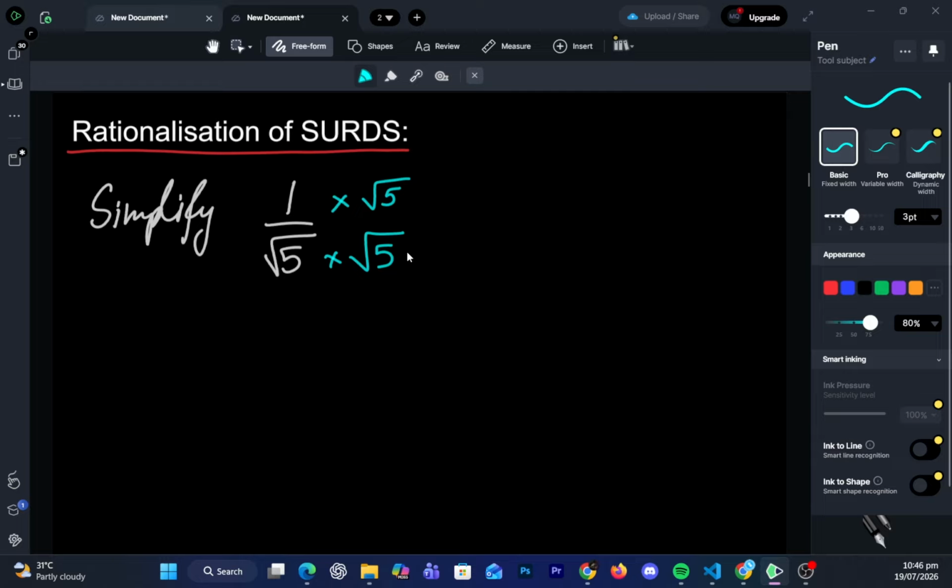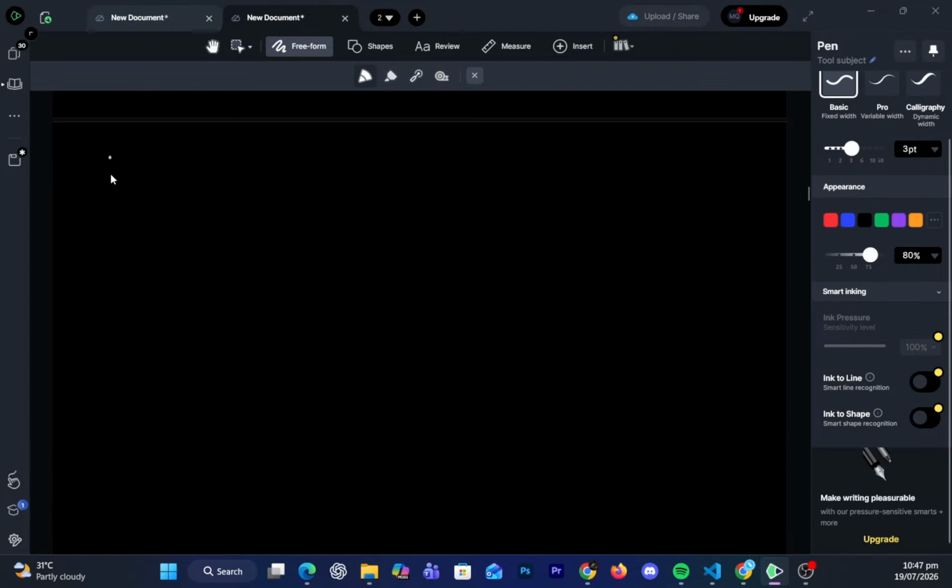So, 1 over under root 5 becomes, now simplify each part, the numerator becomes under root 5 and the denominator becomes 5 because under root 5 multiplied by under root 5 equals 5. Therefore, the final answer is under root 5 over 5. Simple, isn't it? Now let's try another example.